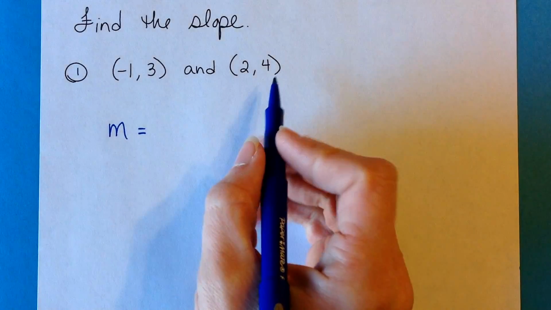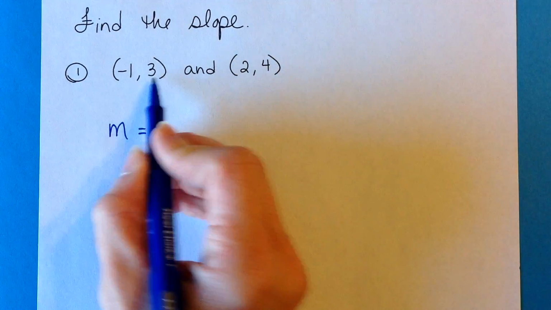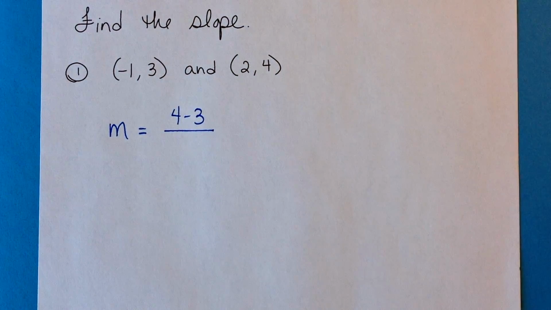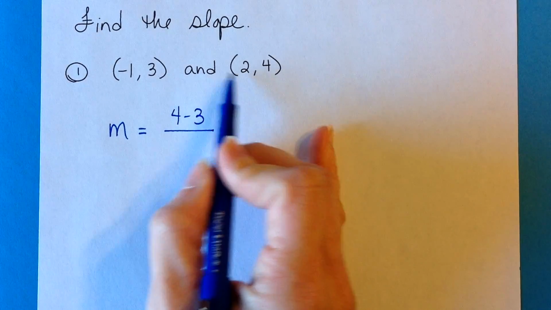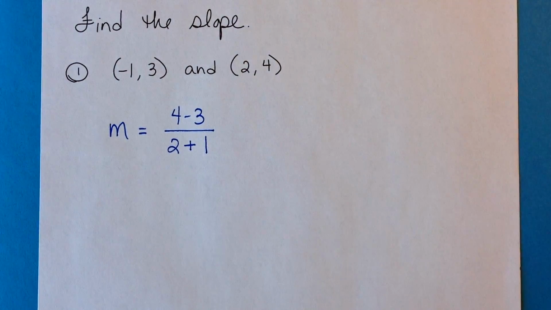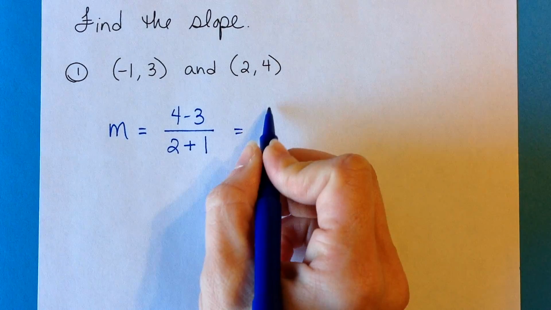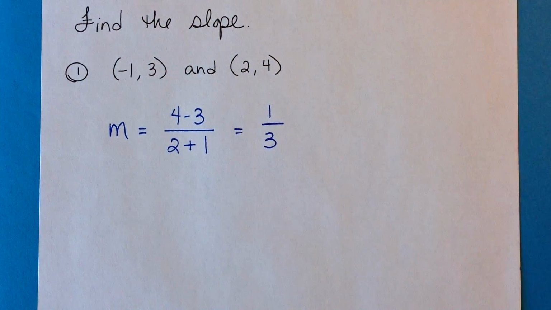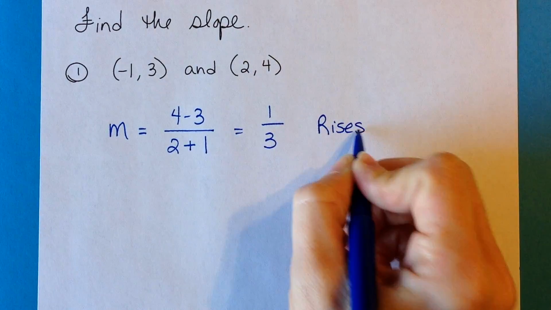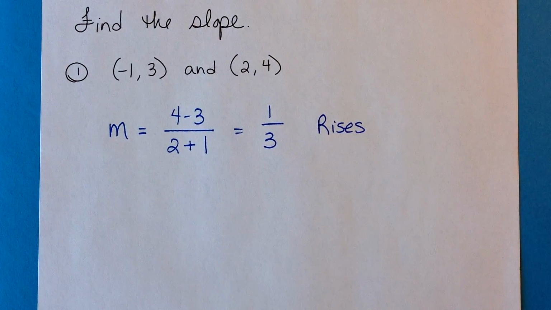Okay, so going to my y's, that would be the 4 and the 3. So I'd have to do 4 minus 3 divided by, and then I need to subtract my x's. So that'll be 2 minus negative 1. Now 2 minus a negative, remember you can just change that to a plus. So you would get 1 on the top, 3 on the bottom. So the slope of this line would be 1/3. Now since that's a positive number, that would indicate that this is a line that rises. So you may be asked if it rises or falls, and it's just based on whether it's positive or negative.